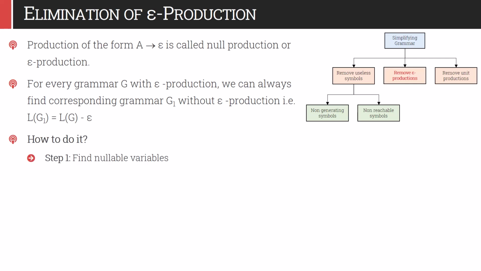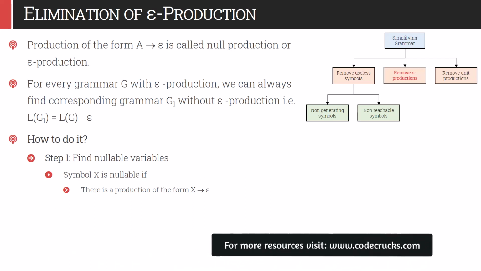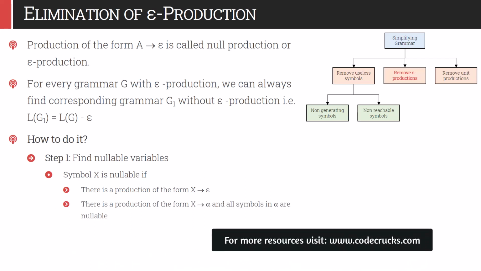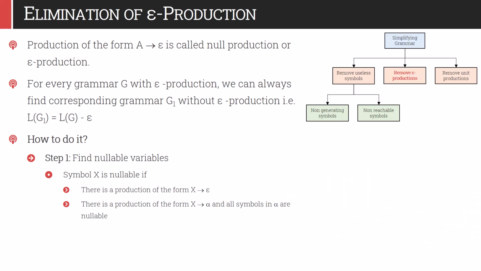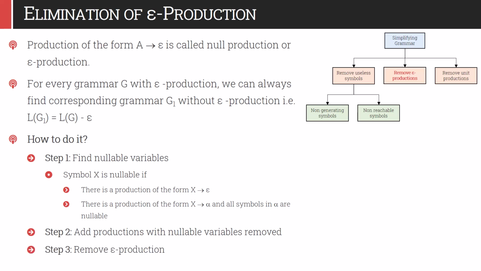To do so, first we have to find all the nullable variables. So let us understand what a nullable variable is. Symbol X is called nullable if there is a direct production of the form X gives epsilon, or if X is of the form X gives alpha, and all the symbols of alpha are nullable, then we can say that X is also nullable. Once we find the nullable variables, we have to add productions with nullable variables removed, and finally we have to remove all the epsilon productions from the grammar.